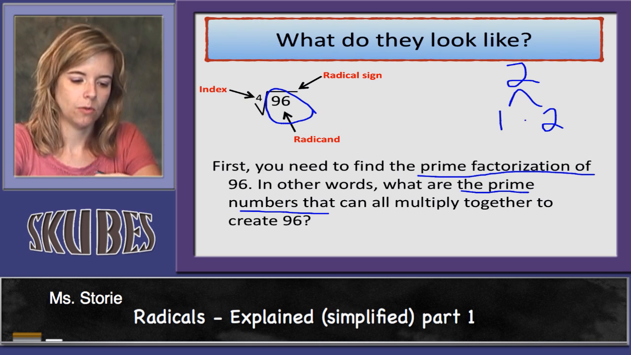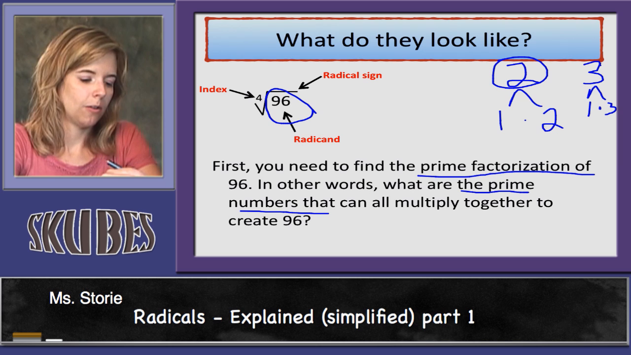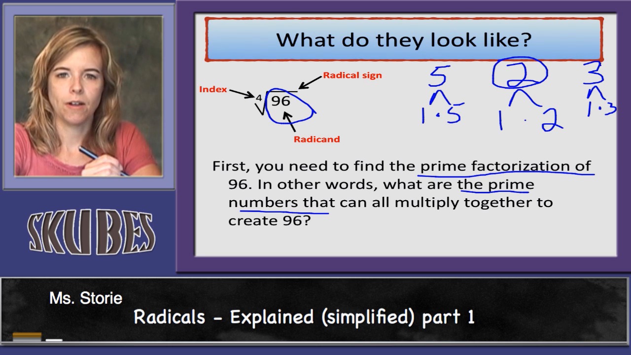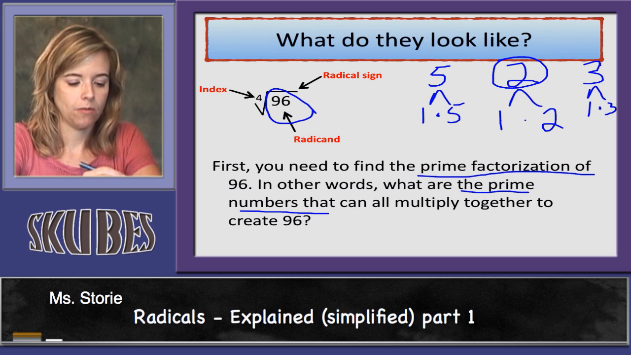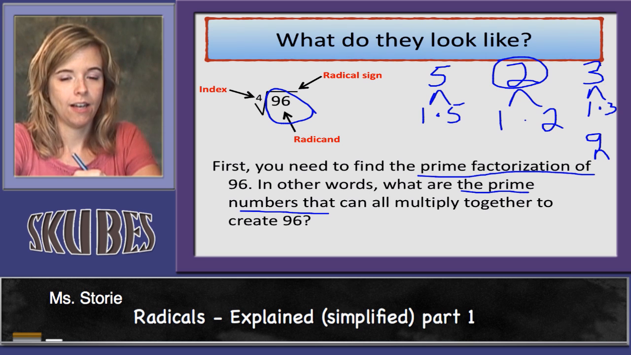So this would be an example of a prime number. Another one would be 3 because it's 1 times 3. Another prime number would be 5 because it's 1 times 5, and so on. Not all odd numbers are prime though, because think about 9. 3 times 3. That's not a prime number.